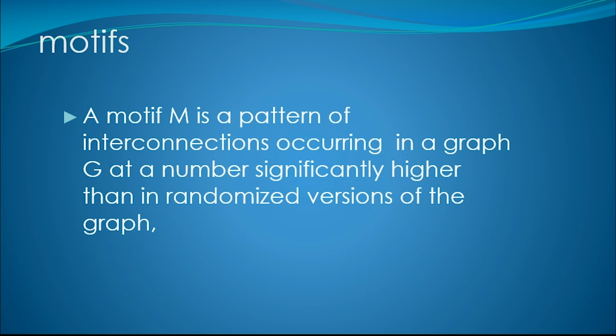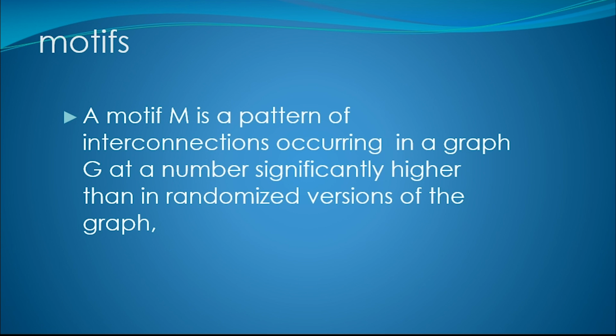Another is motif. We say that in the network, some patterns occur more frequently than other patterns. A motif is a pattern of interconnection occurring in a graph at a number significantly higher than in randomized versions of the graph. So you can see that these three people go together or they are interacting in a particular way, which should not have occurred randomly.